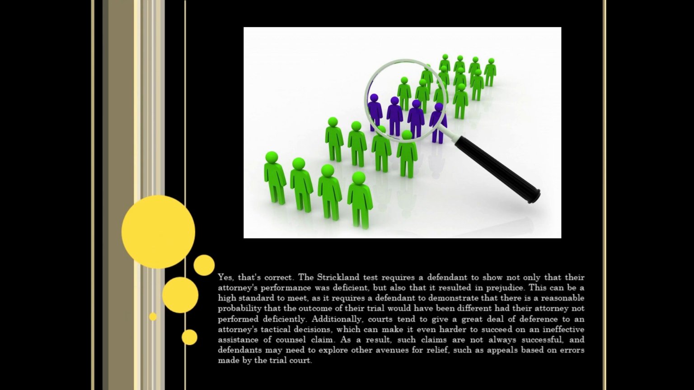This can be a high standard to meet, as it requires a defendant to demonstrate that there is a reasonable probability that the outcome of their trial would have been different had their attorney not performed deficiently. Additionally, courts tend to give a great deal of deference to an attorney's tactical decisions, which can make it even harder to succeed on an ineffective assistance of counsel claim. As a result, such claims are not always successful, and defendants may need to explore other avenues for relief, such as appeals based on errors made by the trial court.